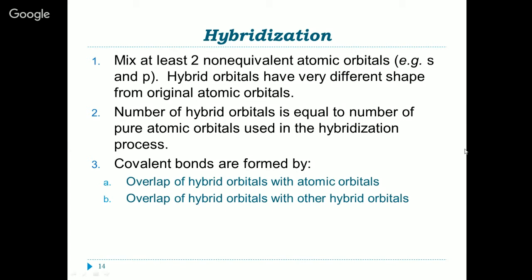So the hybrid orbitals have different shapes from their originating orbitals. Now, the number of hybrid orbitals that you get is equal to the number of atomic orbitals you used. So when you take an s and a p, that's 2 orbitals, so we get 2 sp orbitals. If we take s, p, p, that's 3 orbitals, so we would get 3 sp2 orbitals. Now, when we are forming covalent bonds, they are formed either by overlapping atomic orbitals, or overlapping an atomic orbital with a hybrid orbital, or overlapping 2 hybrid orbitals.